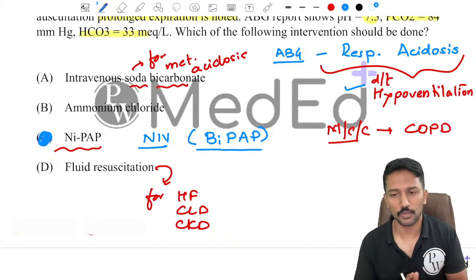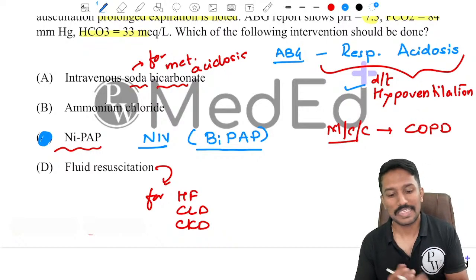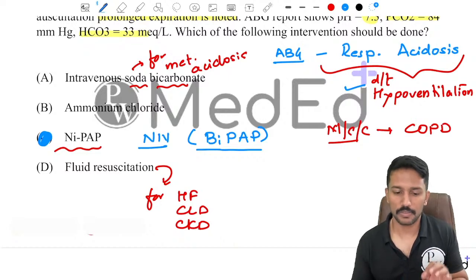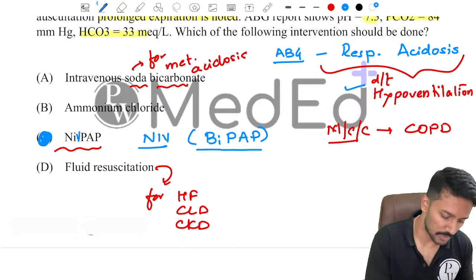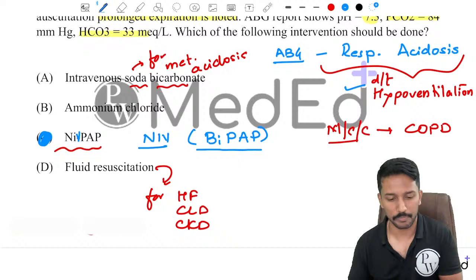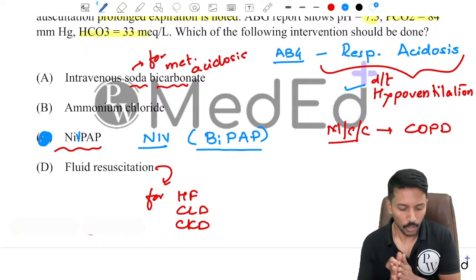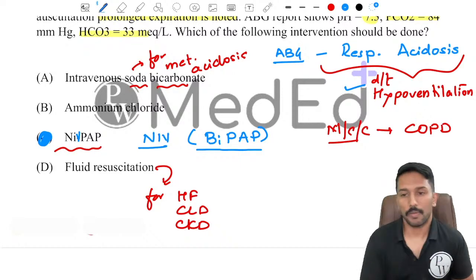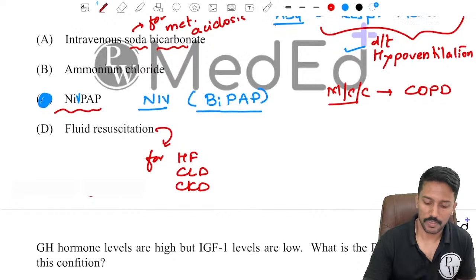Okay. Now one last question. Where do you use the CPAP? BiPAP is, there is a small spelling mistake. It should be NIV PAP or NIV BiPAP. Okay. Where do you use CPAP? CPAP is the treatment of choice for which condition?